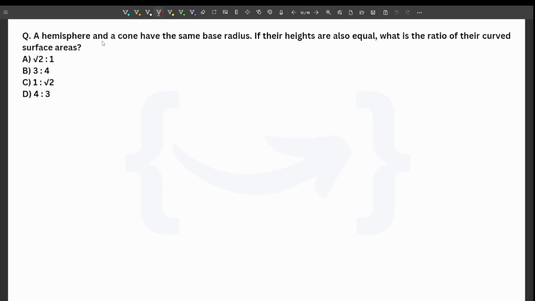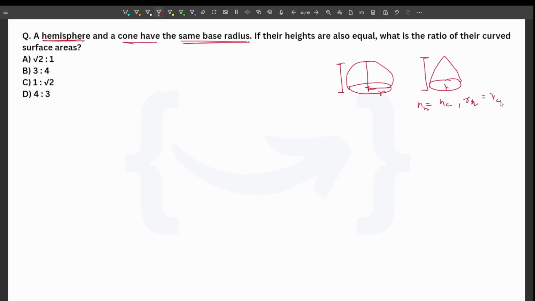So, a hemisphere and a cone have the same base radius. What is a hemisphere, guys? This is just like an igloo. Yes, this is the hemisphere. The functionality of a hemisphere is that the radius and the height of the hemisphere will be the same. The base radius of the cone is the same as well. So if the height of my hemisphere is the same, then definitely my cone height will be the same as the hemisphere, as well as my radius is also the same. So the height of the hemisphere and the height of the cone are the same, and R of the hemisphere and R of the cone are also the same.